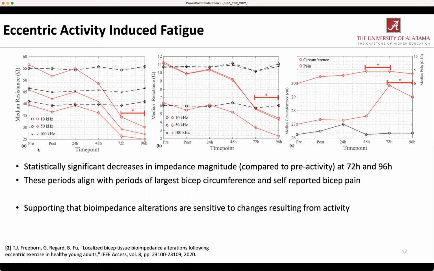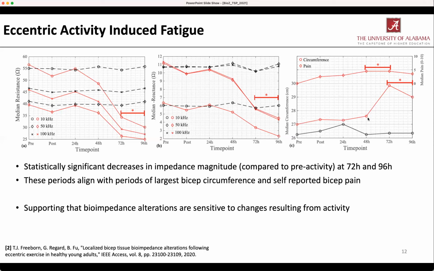So immediately post and at 24 hours, we see no statistically significant change in this group. At 48 hours, we're starting to see the decrease in the median resistance, but nothing statistically significant. But at 72 and 96 hours after that activity, we see a statistically significant difference in the resistance. Also observed in the reactance, another magnitude decrease. And this was true for 3 frequencies that were discretely assessed: 10 kilohertz, 50 kilohertz, 100 kilohertz, looking at that same range as we did with our first study on activity and fatigue. Okay, what's interesting about this? Where does this lead into?